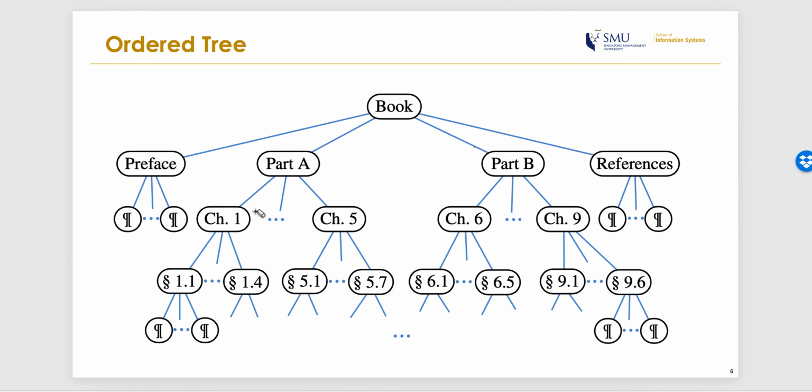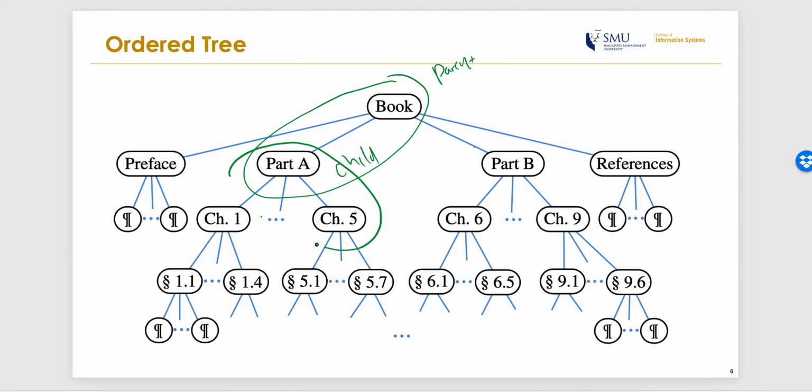Well, the parent and child, that is a particular relationship, right? So for example, in this case, the book is the parent, part A is the child. And that is just one such relationship. Now you have many of those. For example, part A is then the parent, and chapter 5 is then the child.